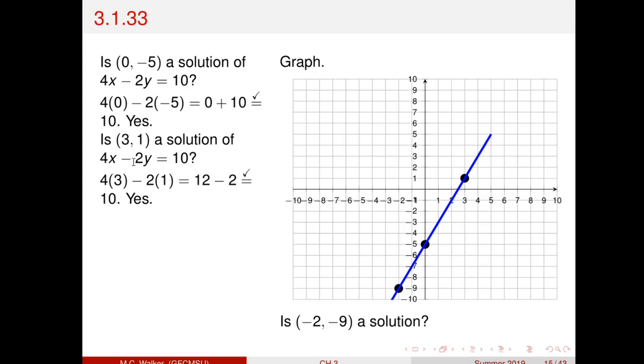And indeed, 4 times -2 is -8, minus, let's see here, a -18, so that's -8 plus 18 is 10. So yeah, it's a solution. Both visually, the line goes through it, and if you go back and check it with the equation, both tell us it's a solution. A point like (4, -1) over here would not be a solution because it's not on the line.